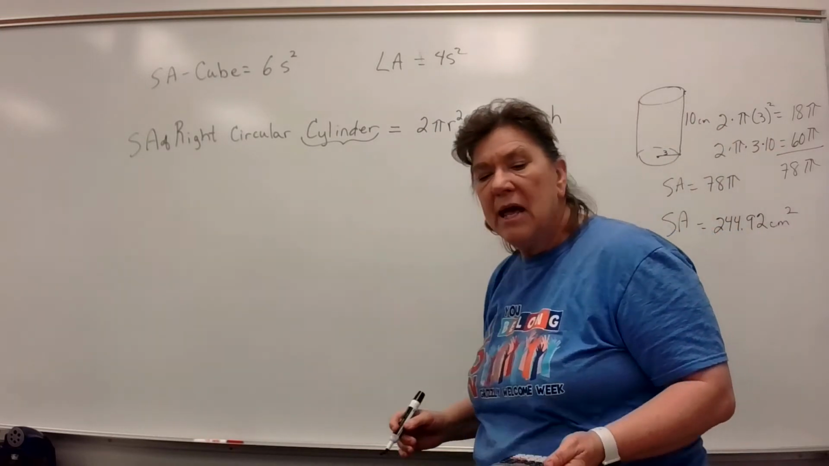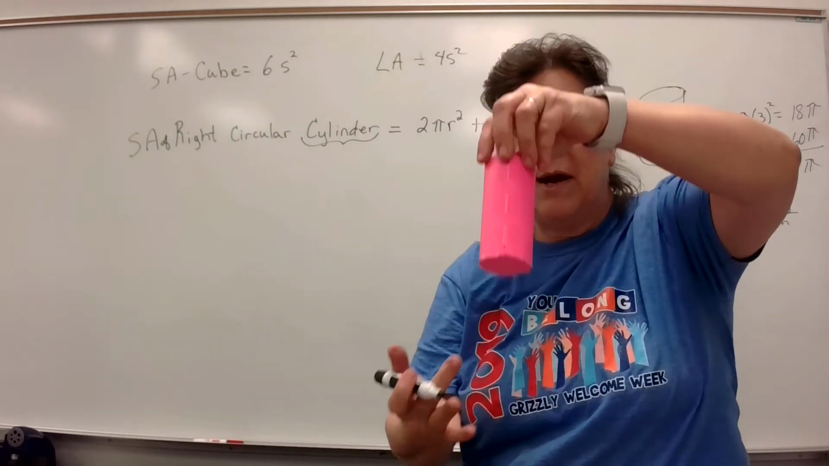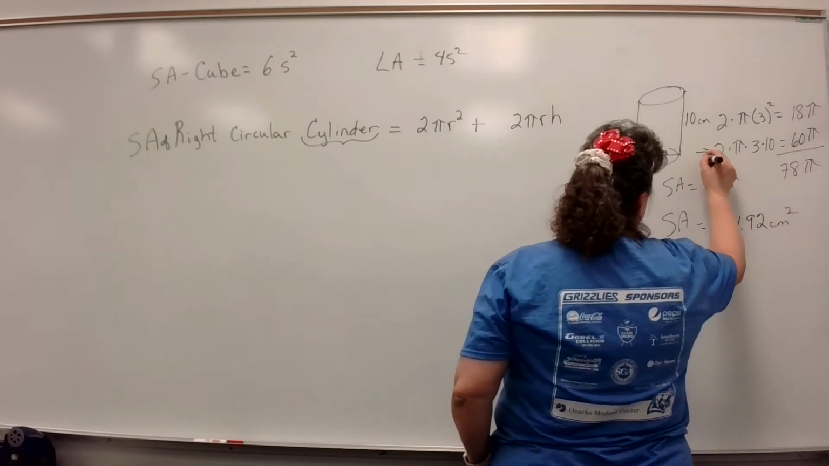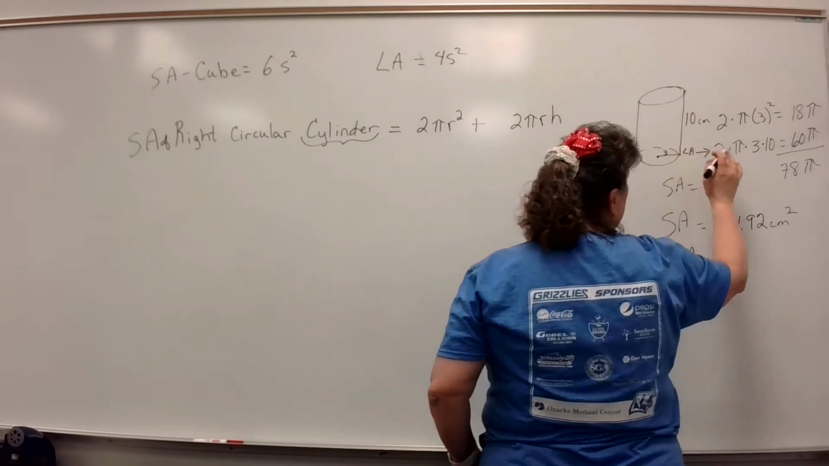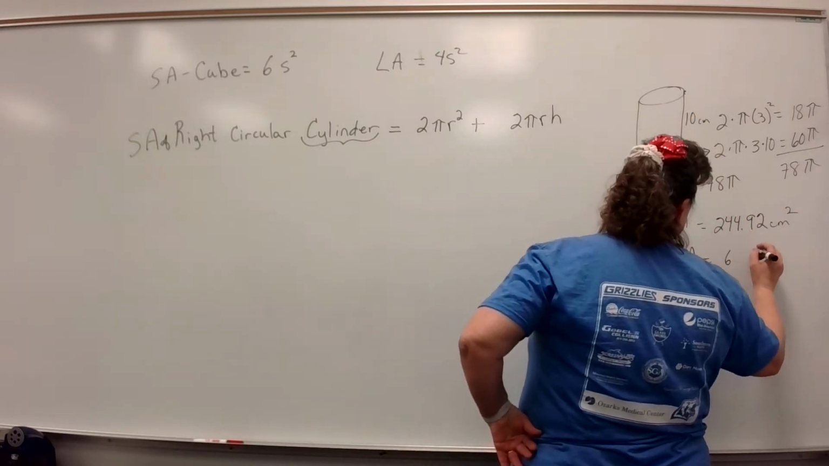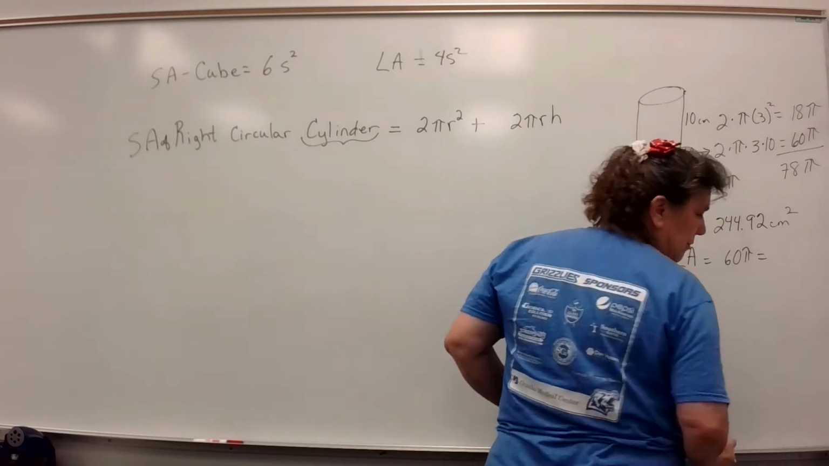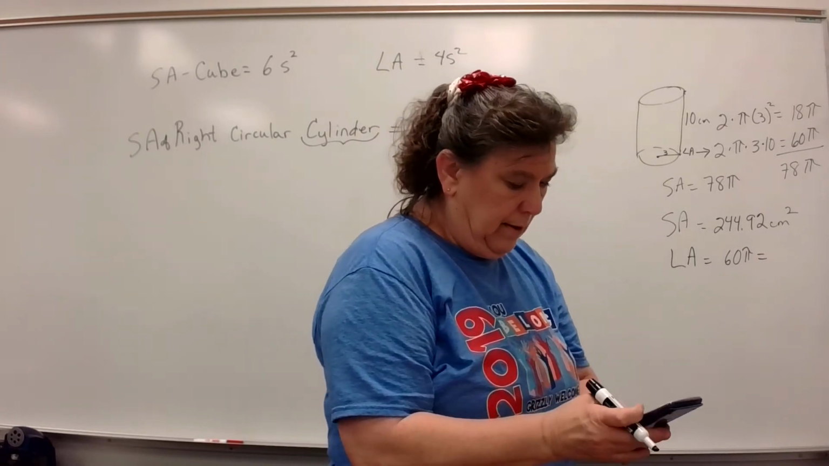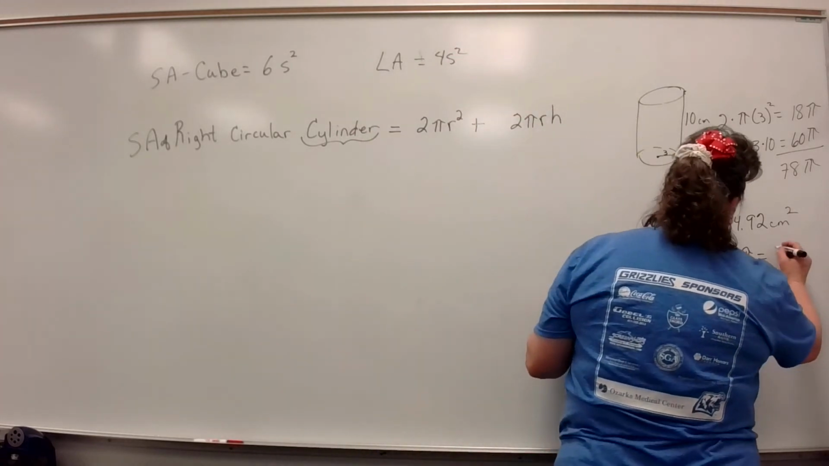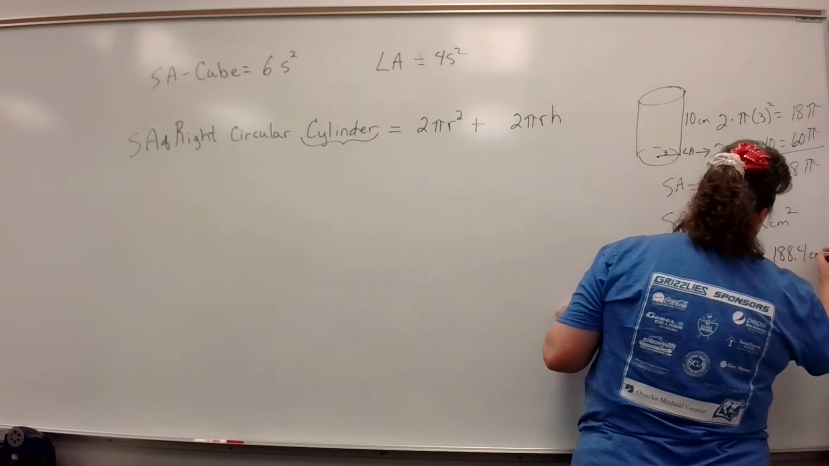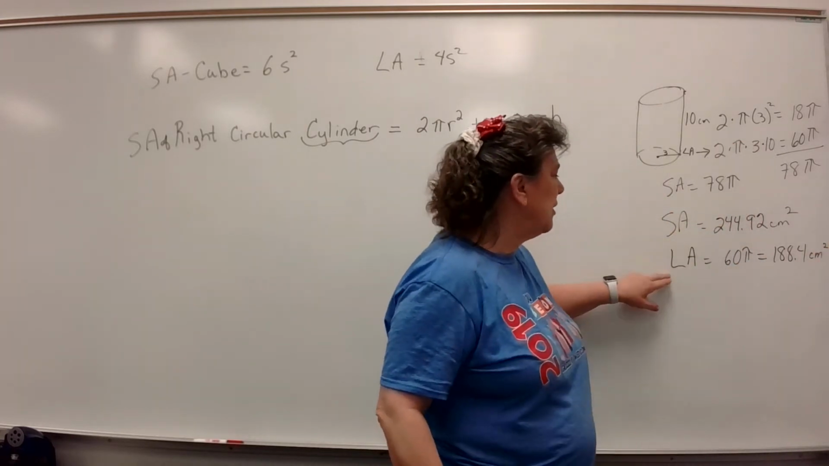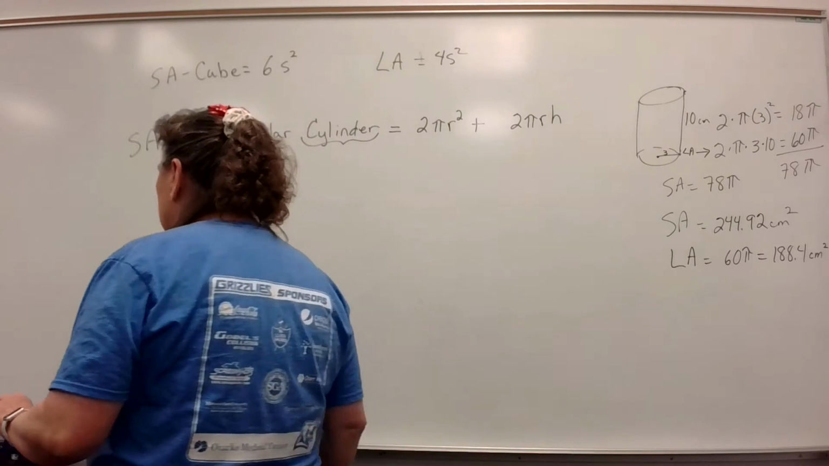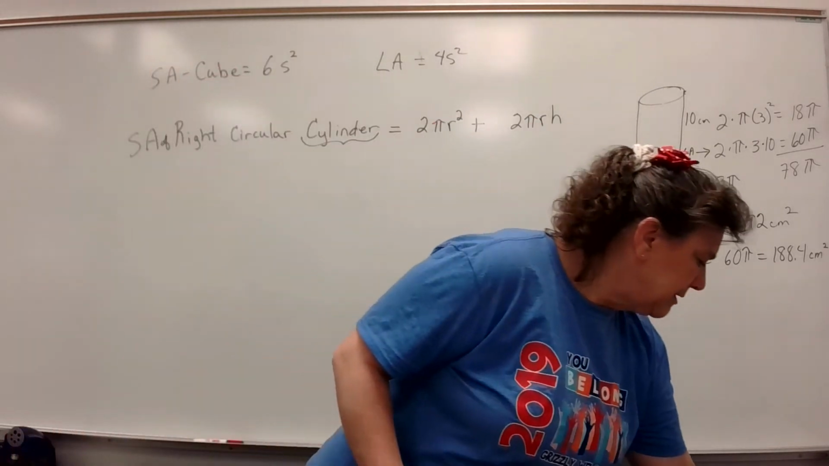Okay, my lateral surface area, remember that's just this part around, my lateral area, it would only be this part right here. This is your lateral because it's this piece here, and that is 60 pi, and 60 pi is going to equal 3.14 times 60. And it is 188.4. As you can see, again, your lateral is less than your surface area. So that gives you at least 2 of the different shapes that we can look at on this. And now let's go on to another one.